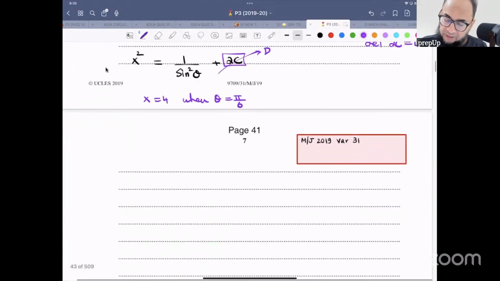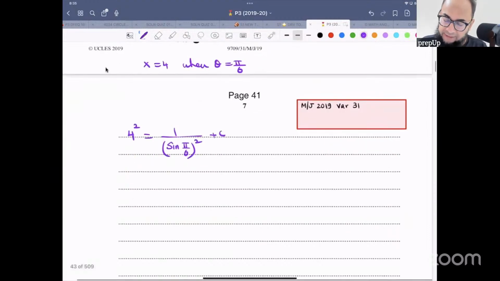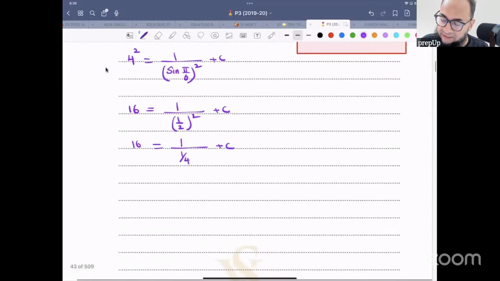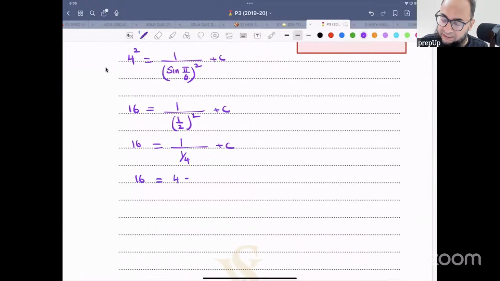Therefore, this is 4 squared, this is 1 over sine of pi by 6 whole square plus c. This is 16, this is 1 over sine of pi by 6, which is half, squared, plus c. 16 is 1 over 1/4 plus c. 16 is equal to 4 plus c. Therefore, c comes out to be 12.